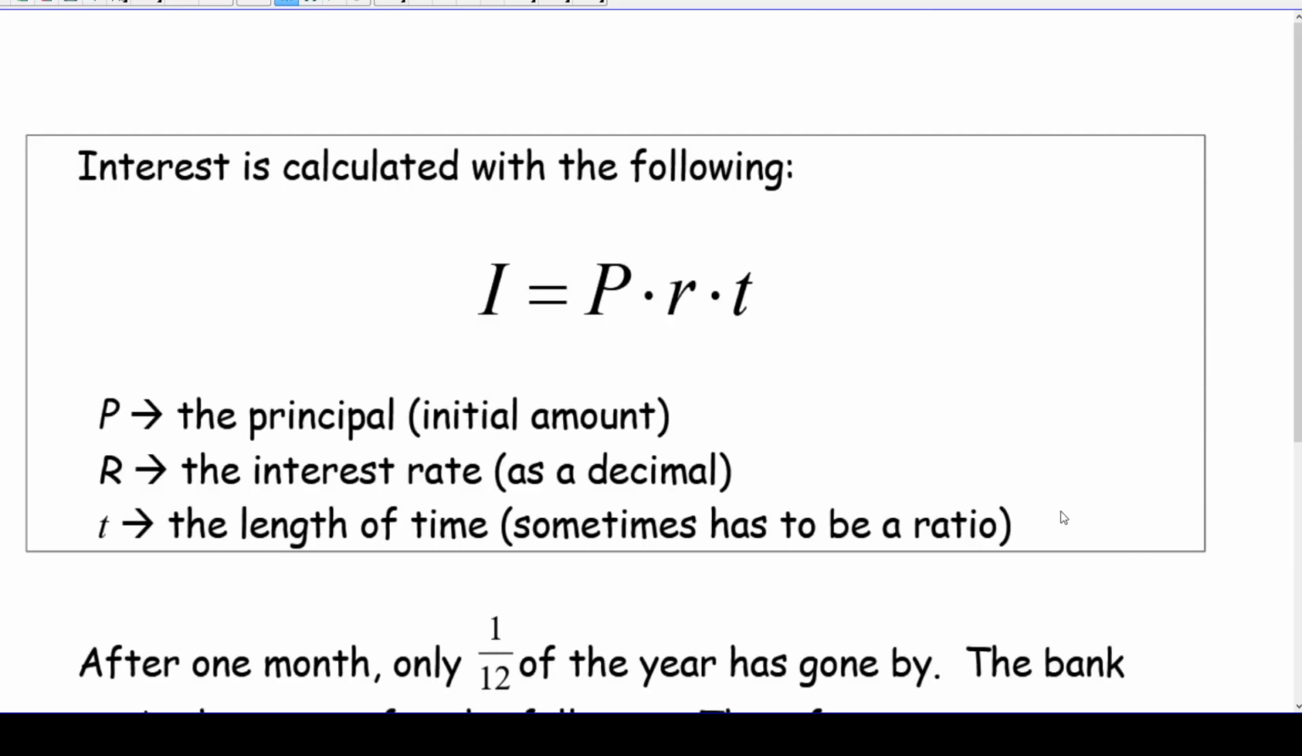And now we can actually start looking at the formula for simple interest. The formula for simple interest is I is equal to PRT. P stands for the principal, which is the word that they use in finance to represent how much money is originally invested or borrowed. R, this should be a lowercase r here, sorry about that, folks. R is the interest rate itself, written as a decimal, which we've already done. And T is the length of time, which sometimes has to be a ratio, as it does here.